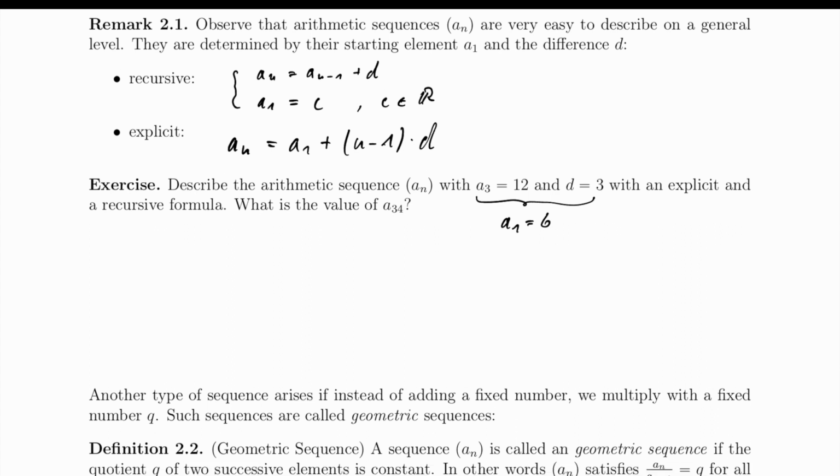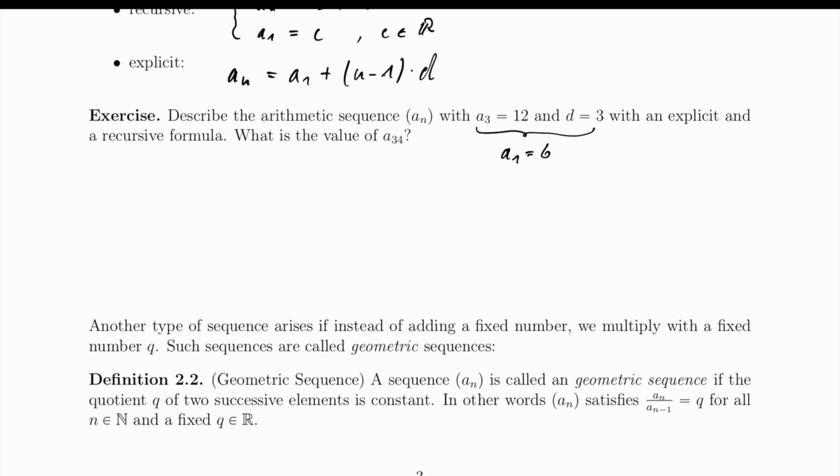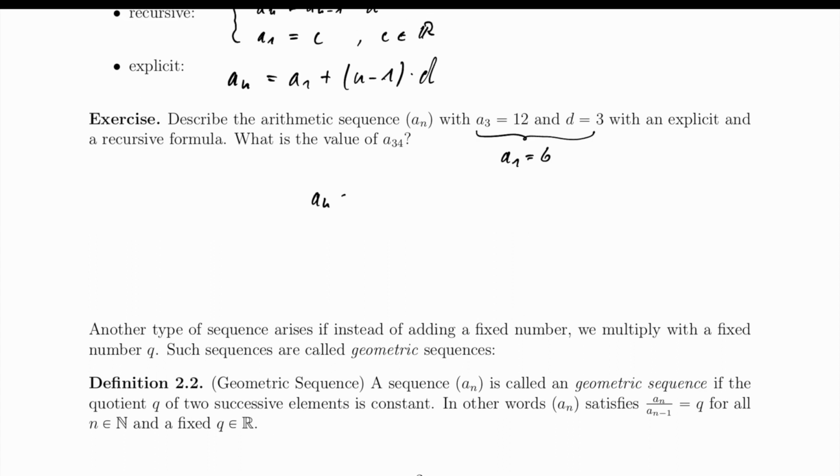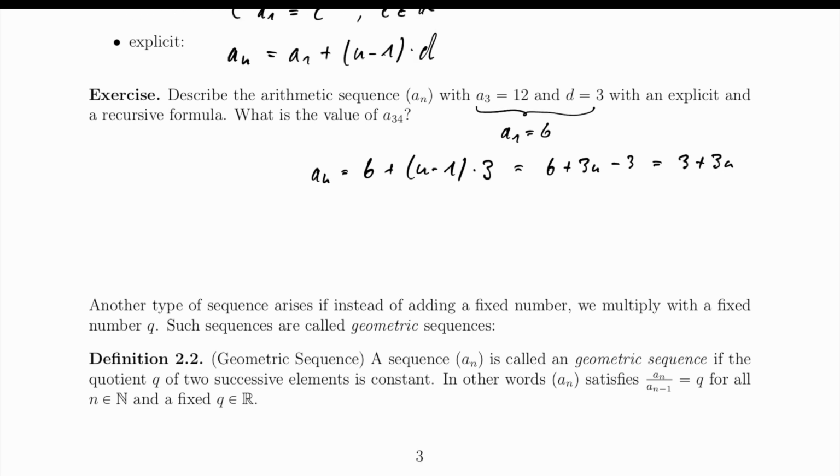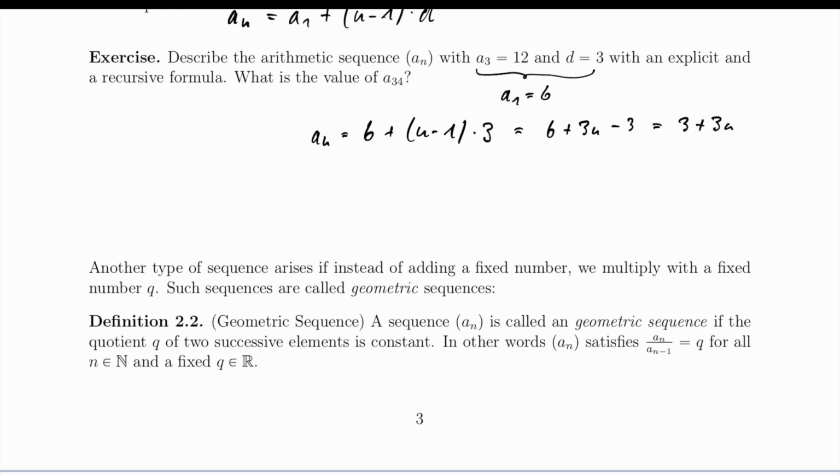And then you can just basically follow the formulas from above. So here, for instance, an explicit would be a_n, we start at 6 plus n minus 1 times 3. And of course, if you want, you can do a little bit of algebra and say, okay, this is 6 plus 3n minus 3. So that's just 3 plus 3n. Looks a little bit nicer. Maybe the structure isn't apparent as here with the starting element and the n minus 1 jumps of plus 3, but it's algebraically a bit nicer.